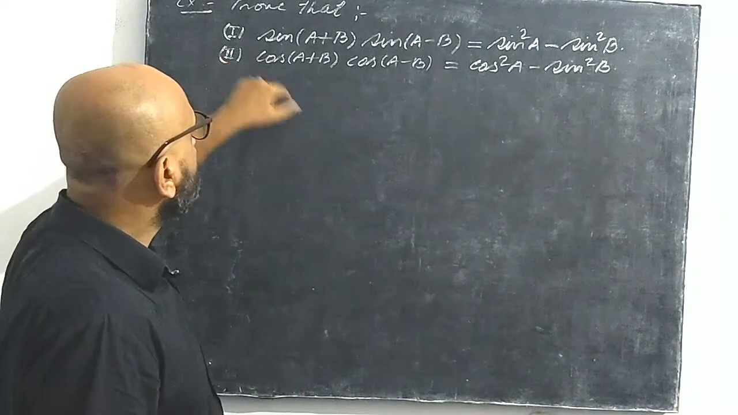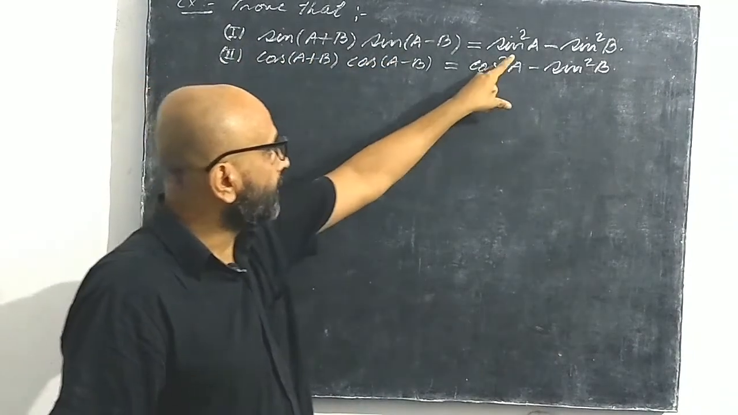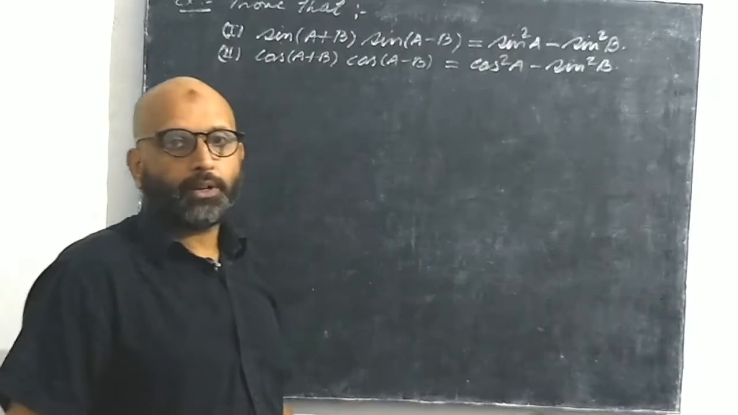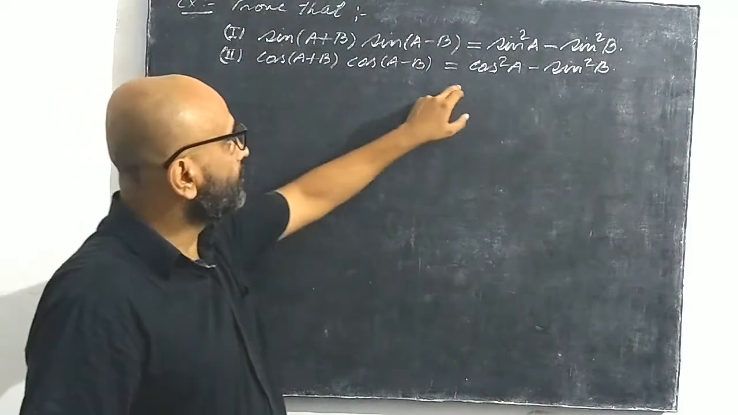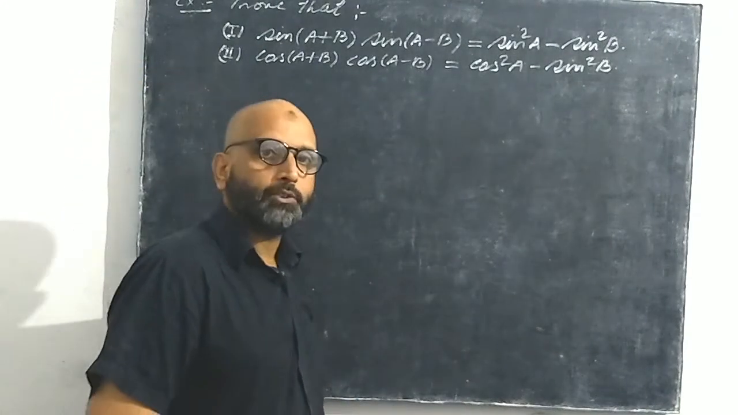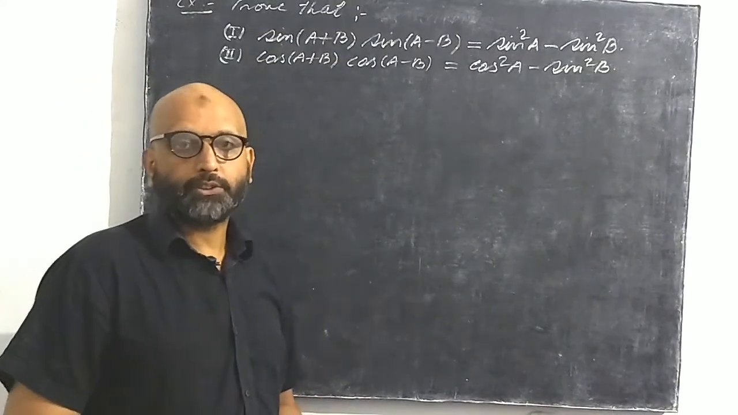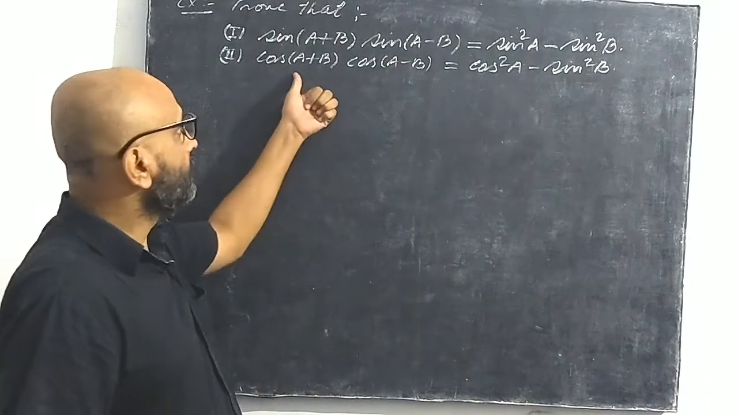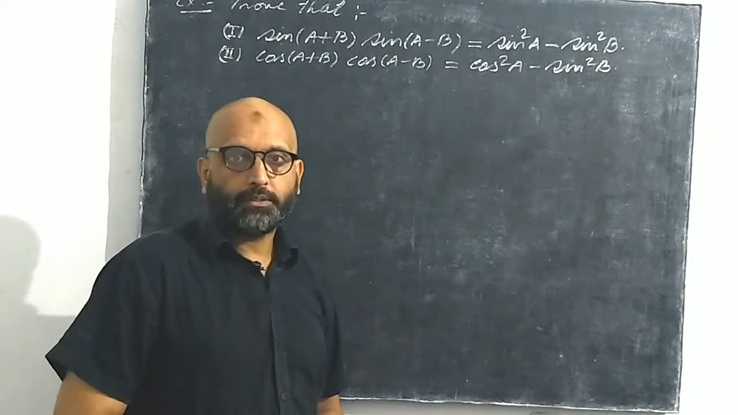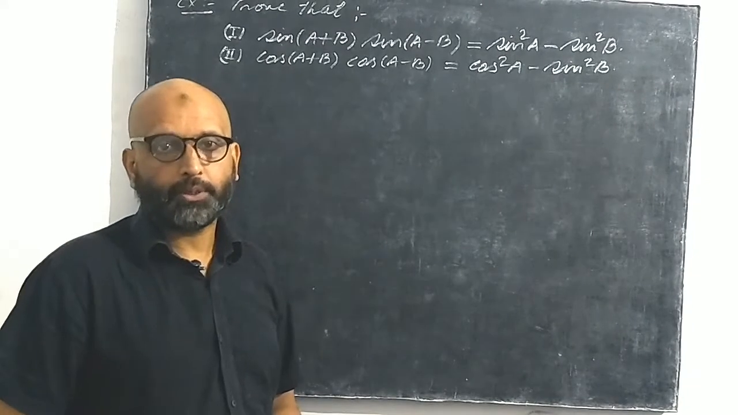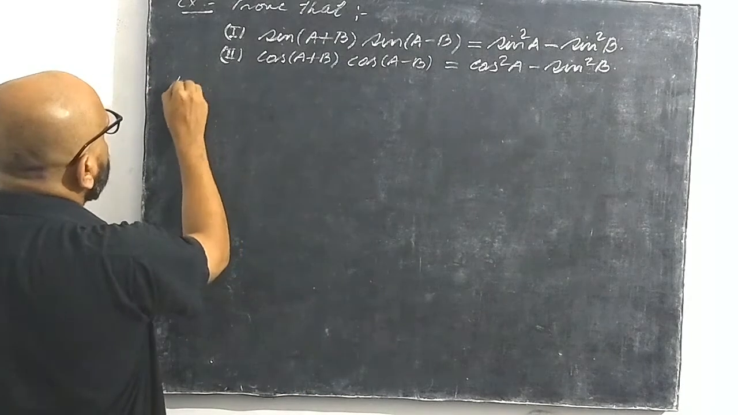We have taken the first question as: prove that, first part, sin(A+B) into sin(A−B) is equal to sin square A minus sin square B. And the second one is cos(A+B) into cos(A−B) is equal to cos square A minus sin square B. In some of the books, these are given as standard formulae, but in most of the books, these are not considered standard formulae. So we have to prove them. Let's start with the first one.